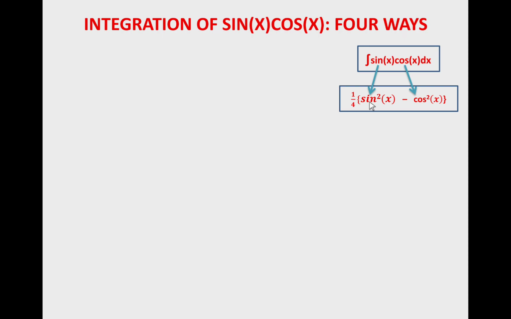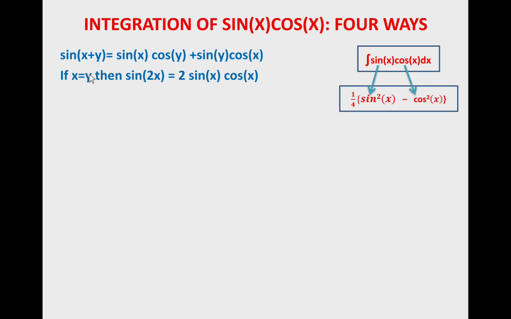But before that, we need to review some of the equalities that will help us. For example, sine of x plus y is equal to sine x cosine y plus sine y cosine x. If we use x equal to y, then the left hand side will be sine 2x, and the right hand side will be sine x cosine x plus sine x cosine x, which will lead us to 2 sine x cosine x. Now we concentrate on sine 2x equal to 2 sine x cosine x.